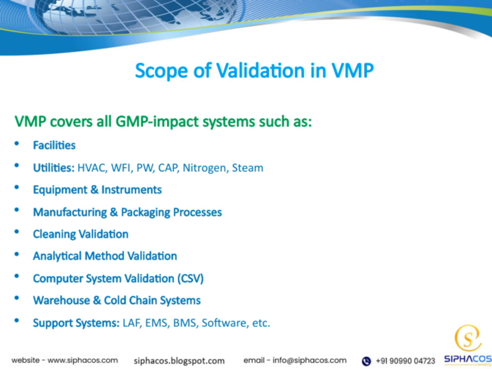Computer system validation, or CSV, is vital as well, making sure our digital tools and systems operate correctly and securely. Warehouse and cold chain systems are included to maintain product integrity, especially for temperature-sensitive items. Lastly, support systems like laminar airflow, environmental monitoring systems, building management systems, and various software support the entire operation.